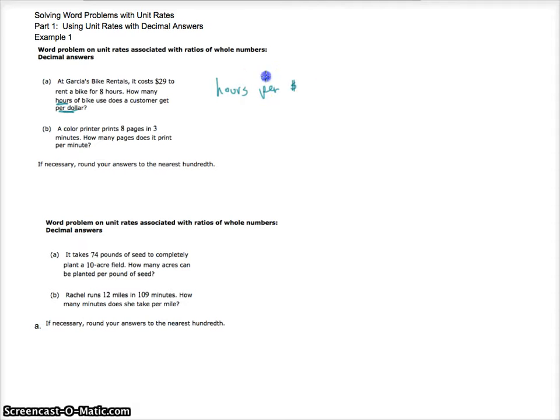Remember that per means to divide, so our answer, our unit rate, is going to be written as 8 over 29 as a fraction, but really we're going to do 8 divided by 29. And here we can use a calculator to get our answer. After you punch 8 divided by 29 into a calculator, you're going to end up with 0.27586 and some other numbers.